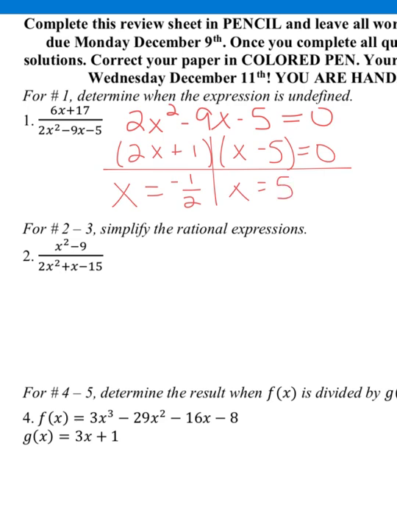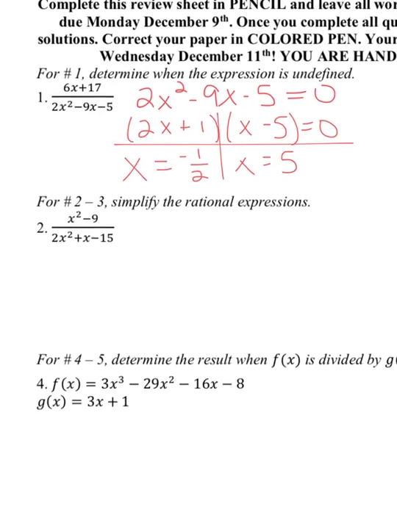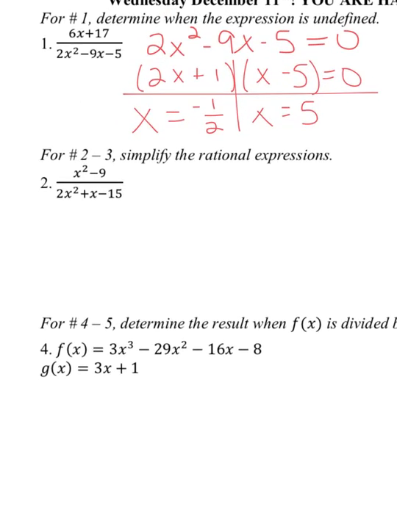So if you plug negative 1/2 or 5 into the expression, you're going to get a divided by 0, which is going to be an error message in the calculator. You cannot divide by 0. For numbers 2 and 3, simplify the rational expressions.